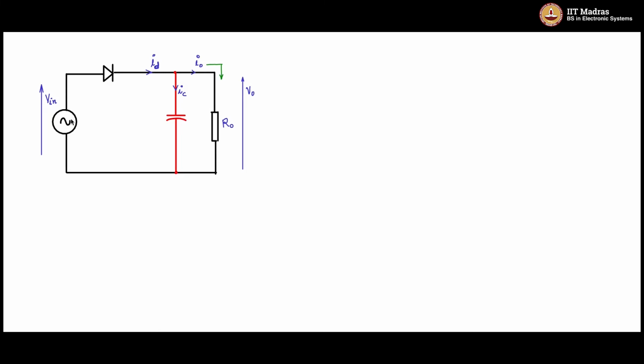We should also utilize the negative half of the input source to draw the power. So for that we need to add a few more diodes so that the negative part is also rectified and put to the output. So let me draw one more diode here.